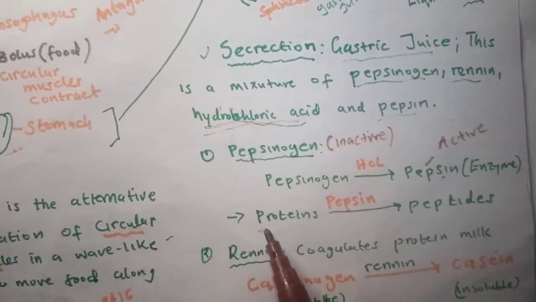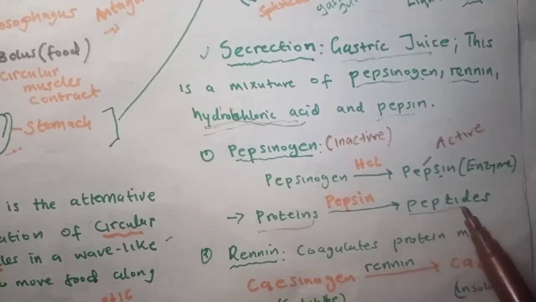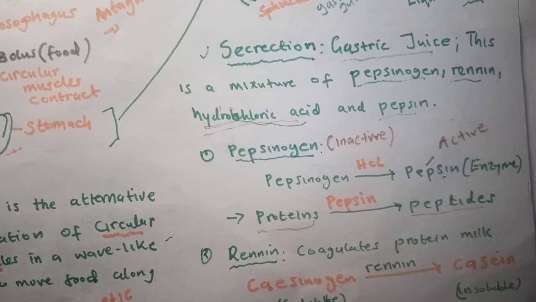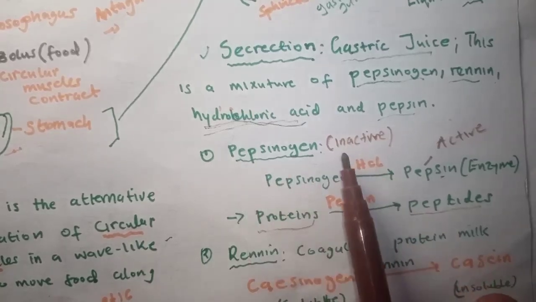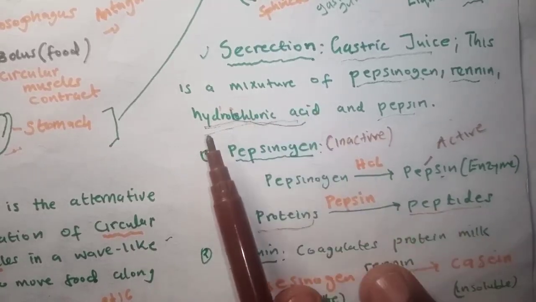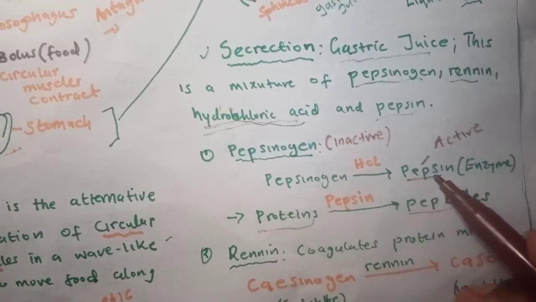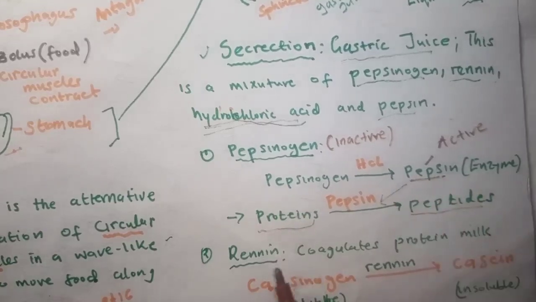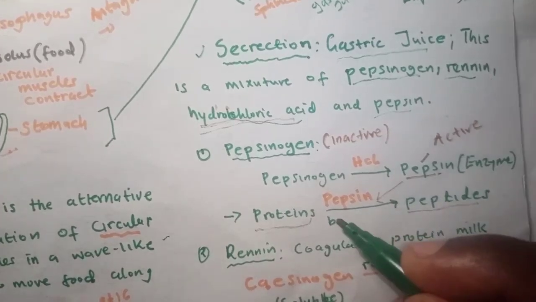on the proteins. It will convert proteins into what? Into peptides. So pepsinogen is inactive, but the presence of hydrochloric acid converts it into pepsin, and this pepsin now is what digests or breaks down proteins into peptides.